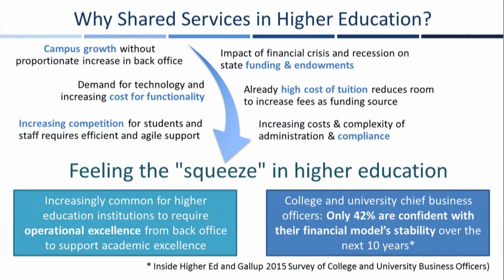So we do talk to California. I've got 3 of my kids in the California State University system. So it's a challenge. It's got to come from somewhere. There is a cost and a benefit to everything. So you know this. So there's a squeeze going on in higher education. There's a data point down here that we picked up that only 42% of chief business officers are confident their financial model will be stable over the next 10 years. It's a big deal, right?